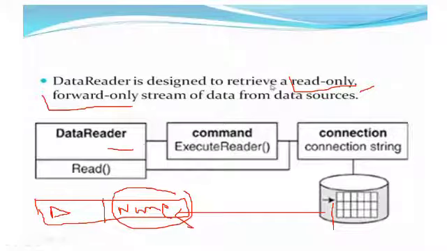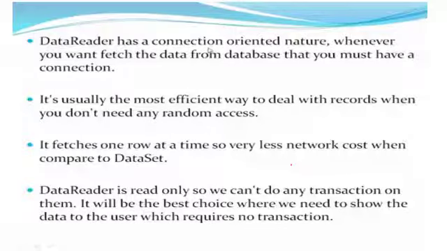So data reader is here: execute reader, connection string, read. The data reader fires the command and connects. Then data reader has a connection-oriented nature, and it is usually the most efficient way to deal with the records. Always connected, that's why it may be fast, one row at a time, so very little network cost when compared to dataset. Data is read only, so we can't do any transaction on it. It is the best choice where we need to show data which requires no transaction.